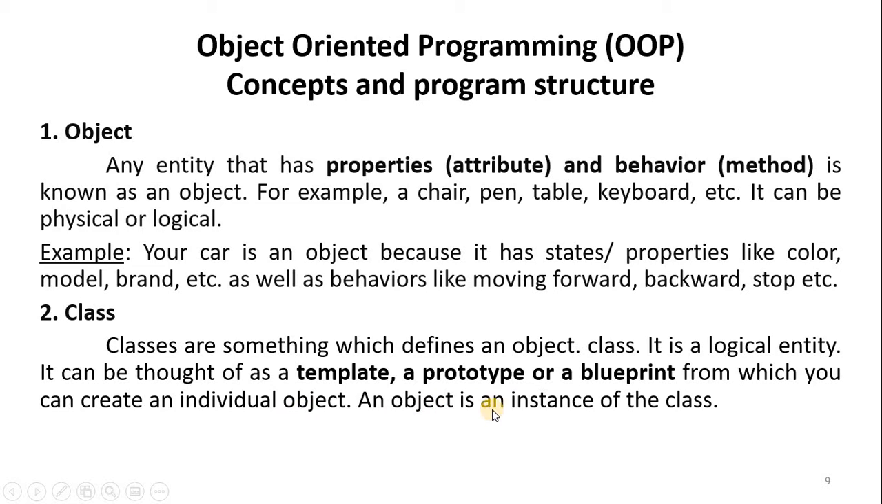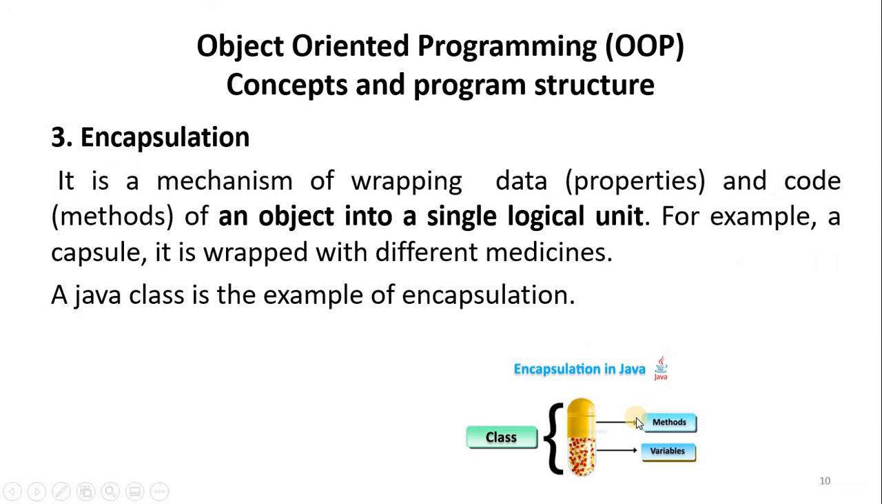So we can say an object is an instance of a class. When you create one object, it is an instance of a class. So an object is created for the class only. For every class we are going to create objects. So we can simply say an object is an instance of a class.